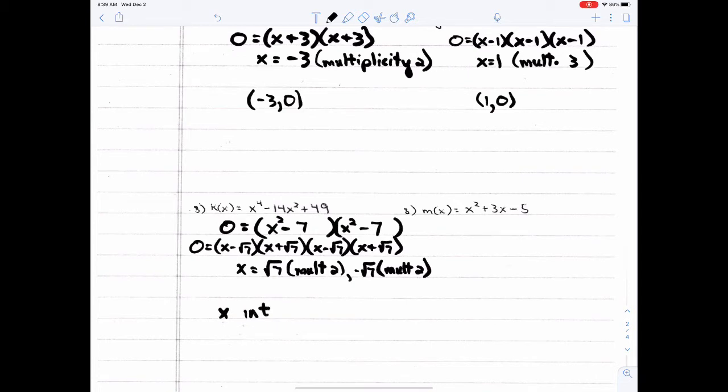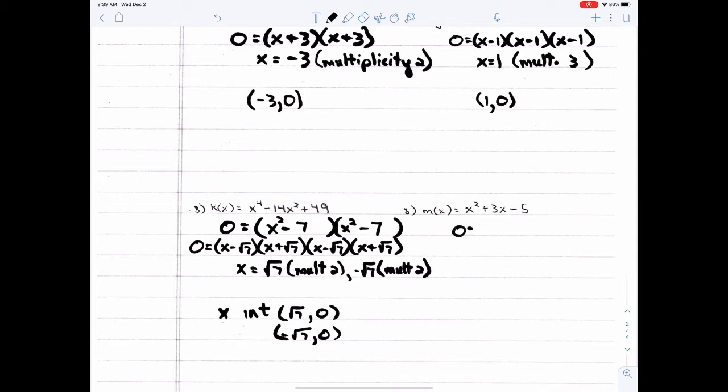So we found 4 zeros. The x-intercepts are going to be square root of 7 comma 0 and negative square root of 7 comma 0. Okay, let's take a look at number 3.